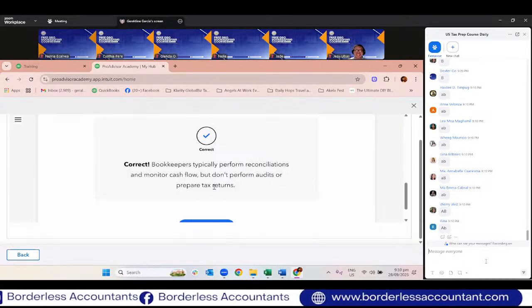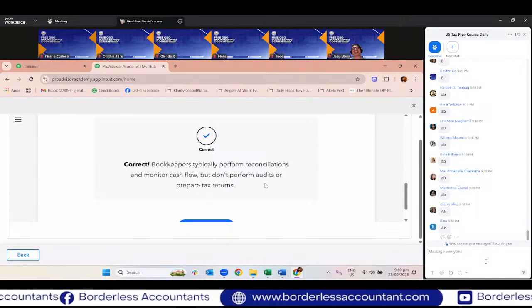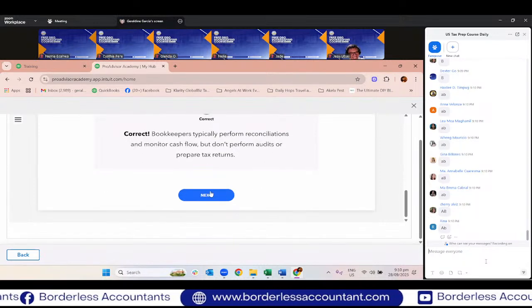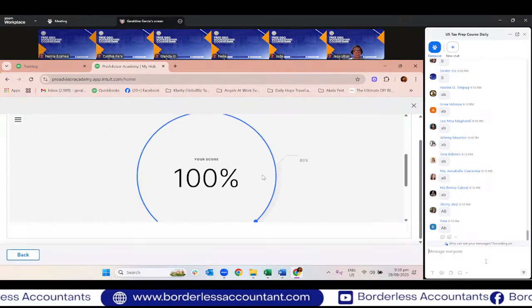Nagmamadali kayo, except if you're from accountants. Yes. Pwede mag-prepare ng tax returns. Yeah. But your title should be tax preparer, not bookkeeper.